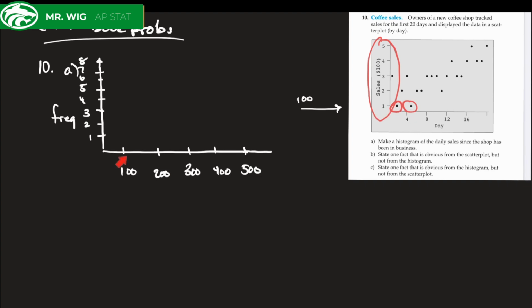So I can come over here, I can make my histogram just 2 tall. And I'm going to repeat this process for the 200, 300, 400, and 500, going along each time and counting the number of dots and creating that histogram.